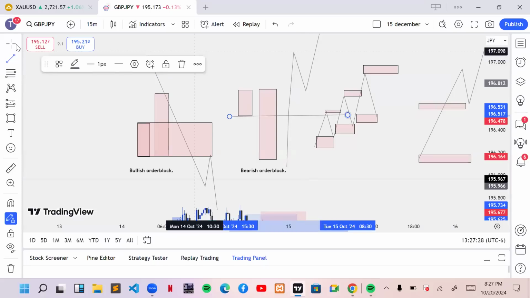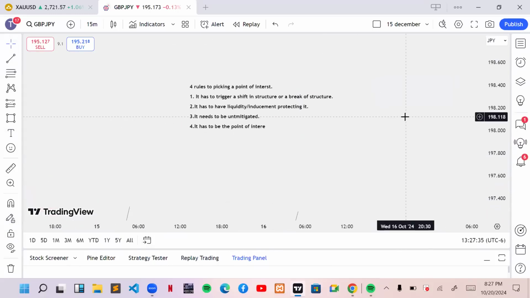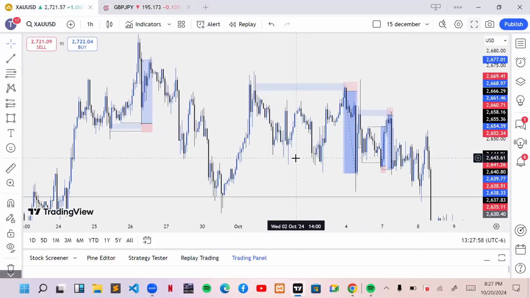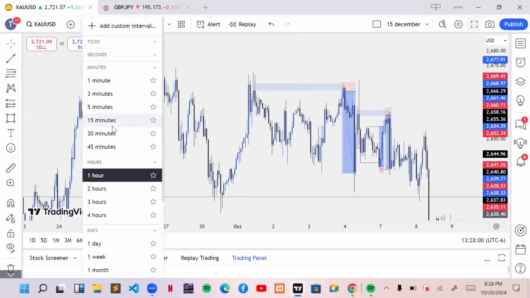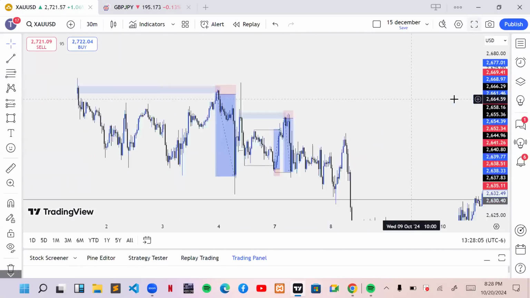Now, how do you know when to make use of which POI? How to know when to make use of the order block and how to know when to make use of the breaker block? So there are four key rules I pay attention to when picking a point of interest so that I can know how to pick the valid one. Number one rule that I pay attention to is it has to trigger a shift in market structure or a break of structure. While going through those rules, I'll be giving an example with a trade I took.